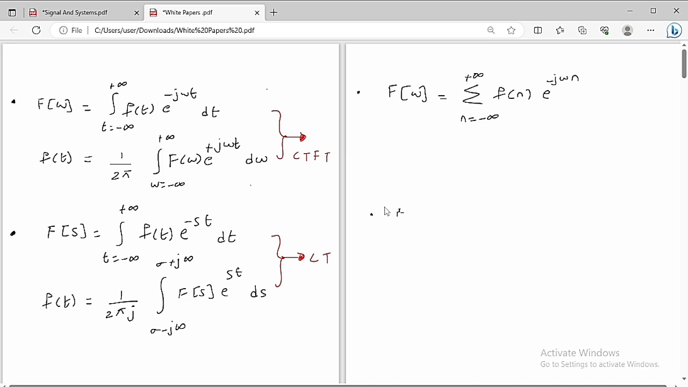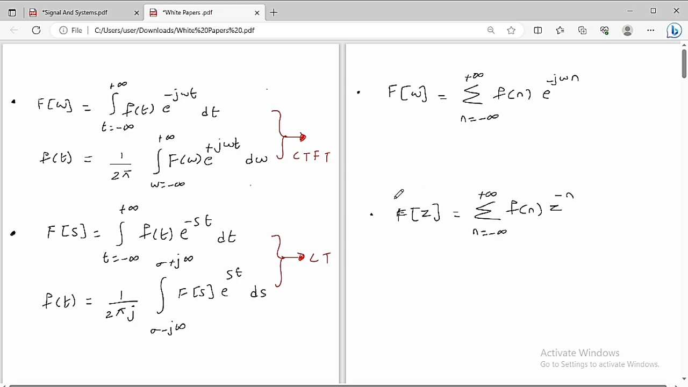So okay, now in the case of the z transform, F of z is equal to simple sigma. I have already told you how to remember this one. n is equal to minus infinity to plus infinity, f of n, z to the power of minus n. How I told is very simple, right?